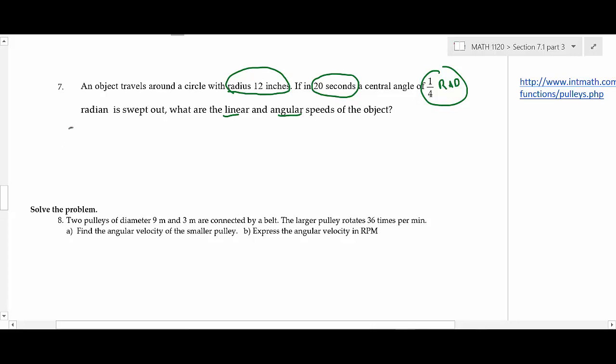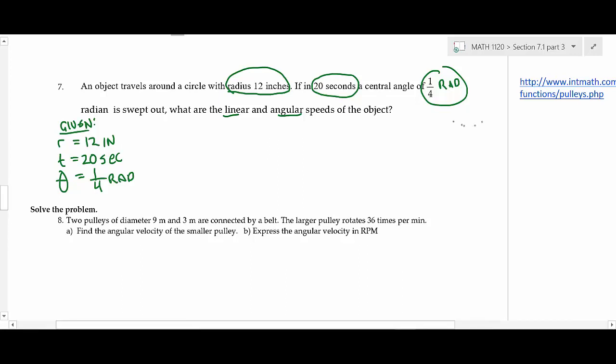So here's the way that I would attack this problem. First thing I would do on this, is kind of what you want to do if you're in a physics class, is just write down what you're given and know the variables. So we've got the radius is 12 inches, the time is 20 seconds, and then theta in radians is going to be 1/4 of a radian, okay? So I'm going to write down the formulas. The other thing is you got to know what formulas apply to that.